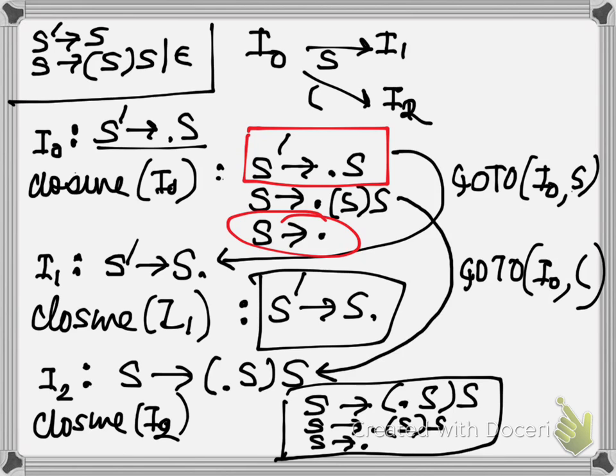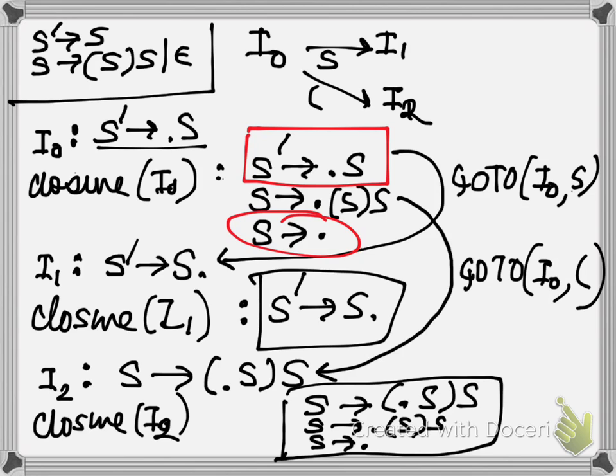So I0 on S will go to I1, and we computed the closure of I1. I0 on parenthesis will go to I2, and we computed the closure of I2. Then no more items are left in the closure of I0, so we are done with I0. Now we will go to the next set, I1. In I1 we see that there is only one item, S dash derives S dot.